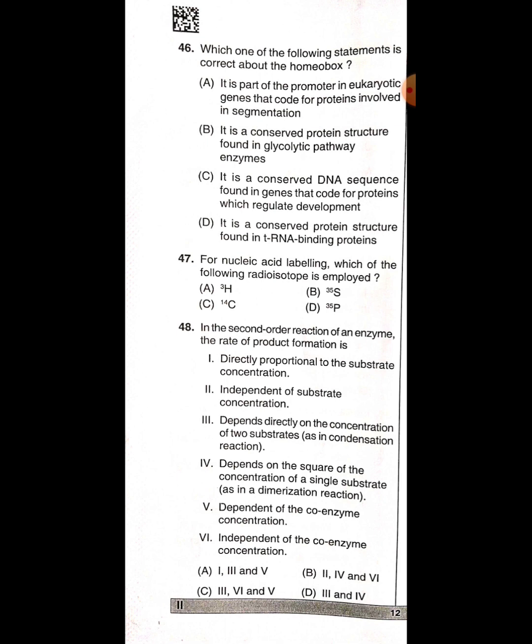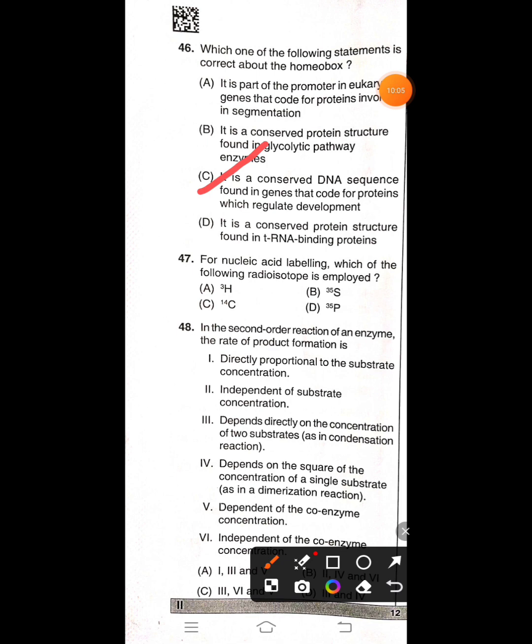Which one of the following statements is correct about the homeobox? Options are: it is part of the promoter in eukaryotic genes that code for proteins involved in segmentation. It is a conserved protein structure found in glycolytic pathway enzymes. It is a conserved DNA sequence found in genes that code for proteins which regulate development. It is a conserved protein structure found in tRNA binding proteins. For this, the correct answer is C. That means it is a conserved DNA sequence found in genes that code for proteins which regulate the development. Let's see the next question.